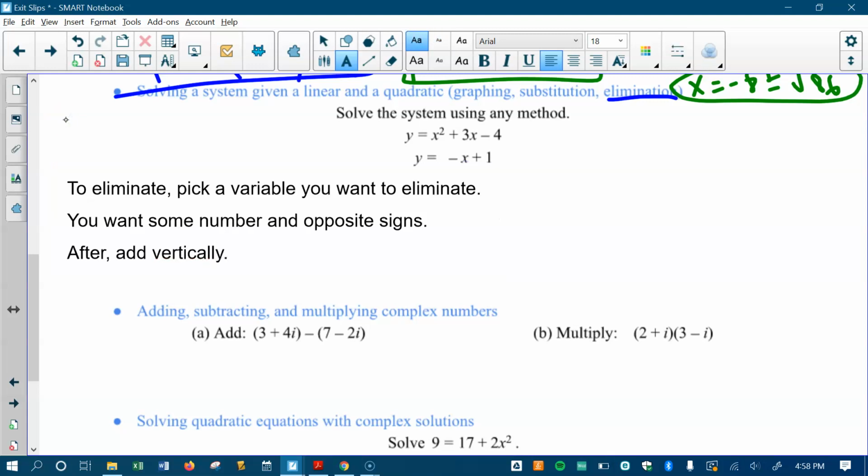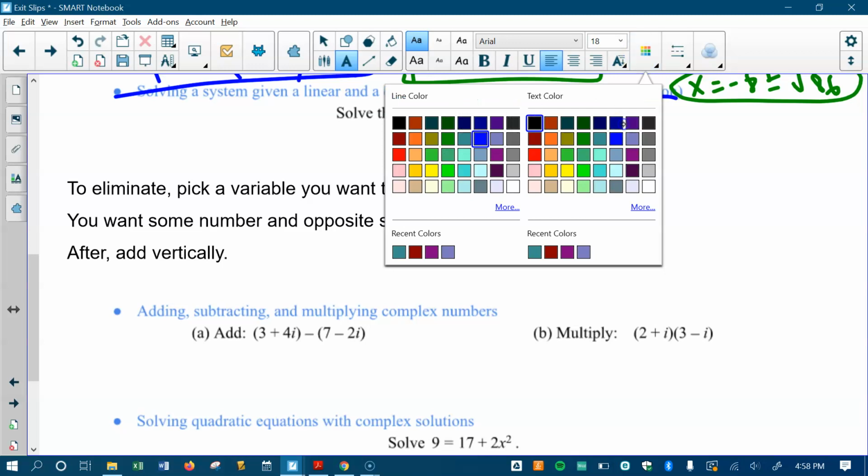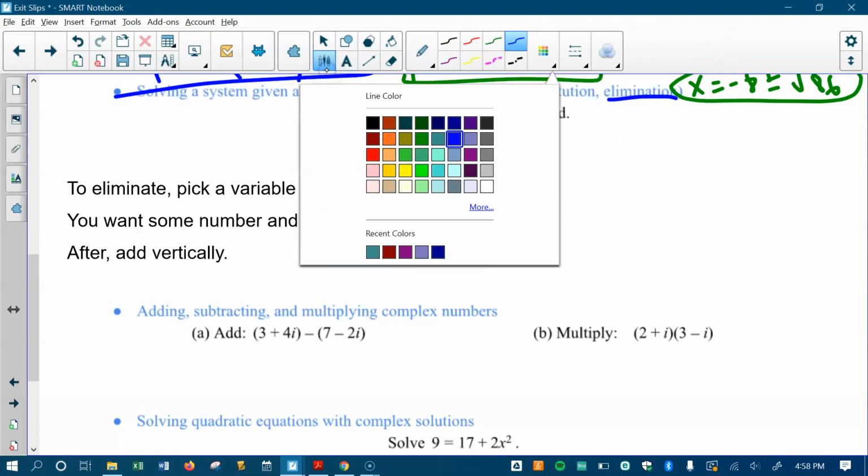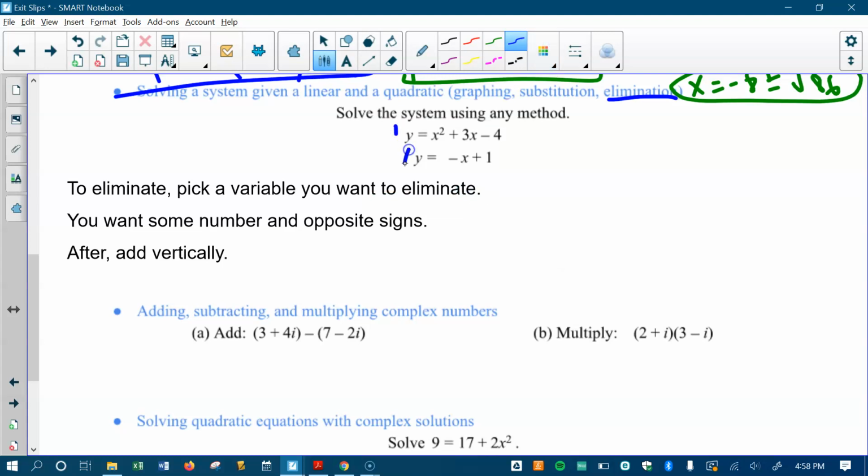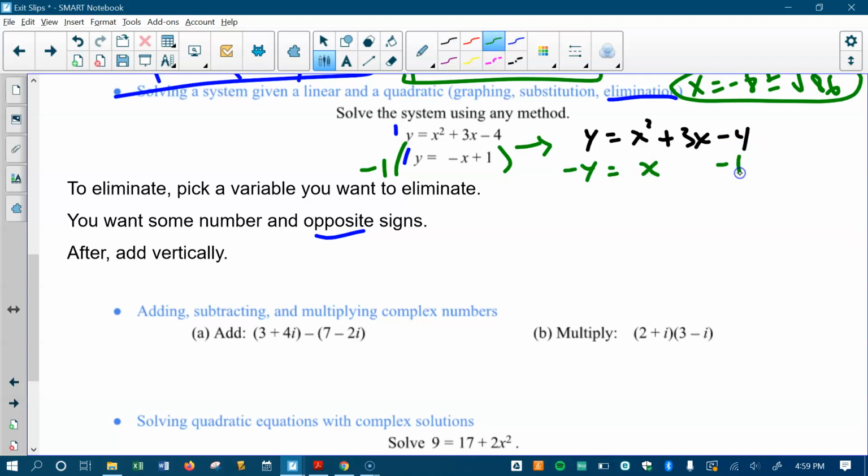Okay, and what that means is I'm looking at my y's here, and I can see that my y's have a 1 in front. But one's a positive 1 and one's a negative 1, and I want opposite signs. So I'm going to multiply one of them by negative 1. And I'll rewrite both of them. So you get y equals x squared plus 3x minus 4 for the first one. And then I'm going to get negative y equals x minus 1. And I'm going to change how I wrote this here, because I want my x's to line up with one another. And I will note that it's a positive 1x.